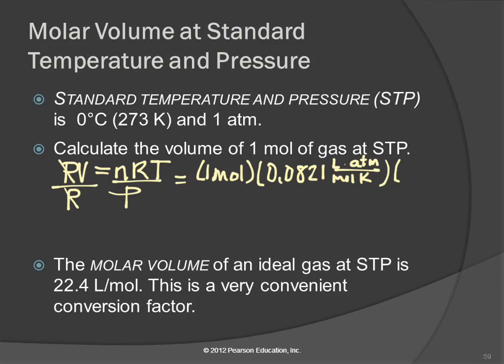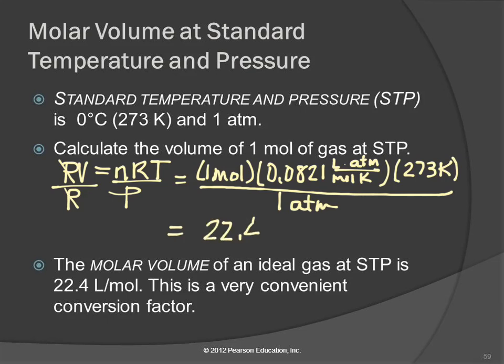And what's the temperature at STP? 273 Kelvin. We have to use the Kelvin, because if we put in 0, then our volume of gas would be 0, and that's impossible. And the pressure is 1 atmosphere. So you calculate that, and you get 22.4 liters.